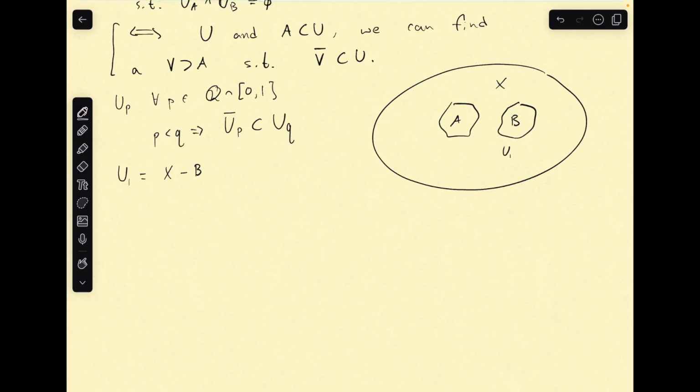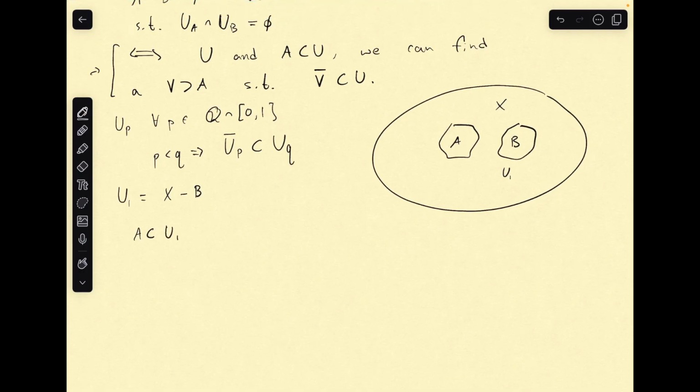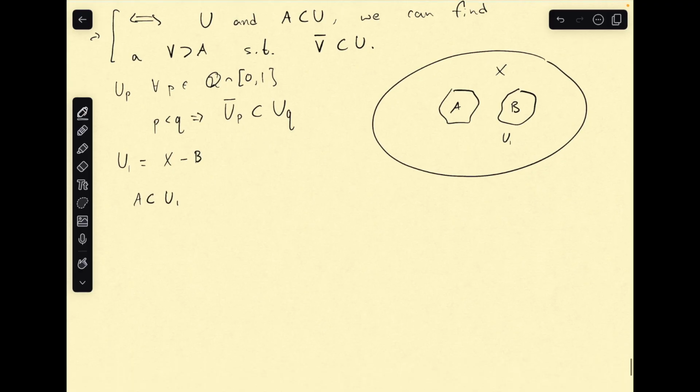And so it's everything other than B. And we can immediately notice that A is contained in U of 1. And A is closed, so we can use our definition up here to construct a U of 0 containing A, where the closure of U of 0 is contained in U of 1. So that could look something like this.